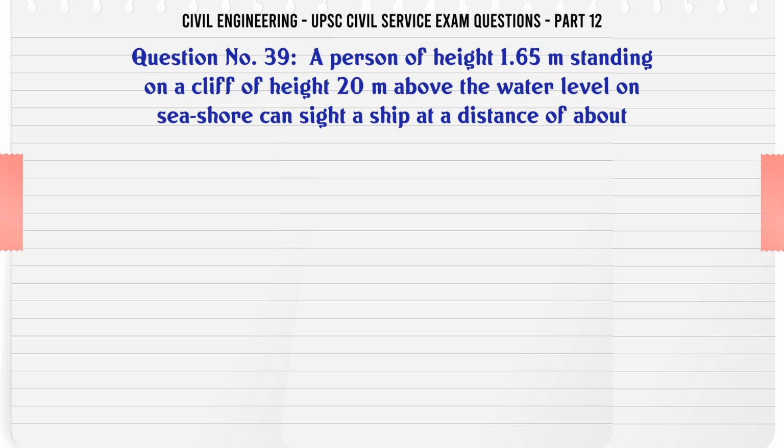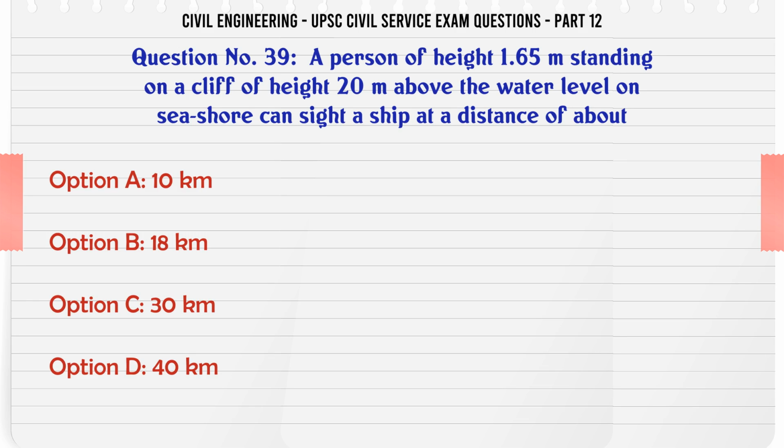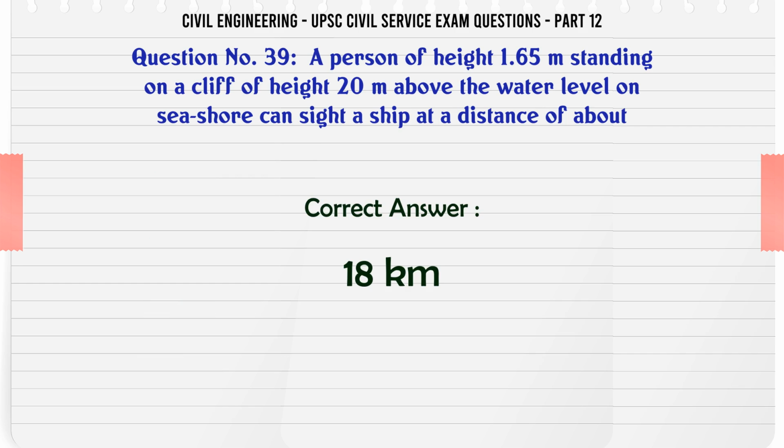A person of height 1.65 m standing on a cliff of height 20 m above the water level on seashore can sight a ship at a distance of about A, 10 kilometers; B, 18 kilometers; C, 30 kilometers; D, 40 kilometers. The correct answer is 18 kilometers.